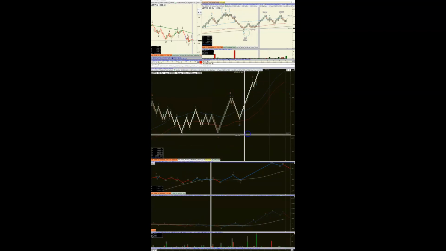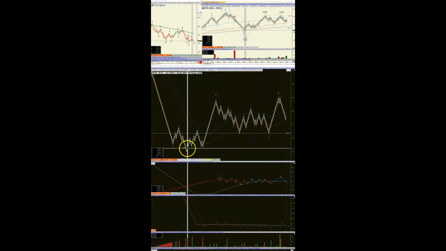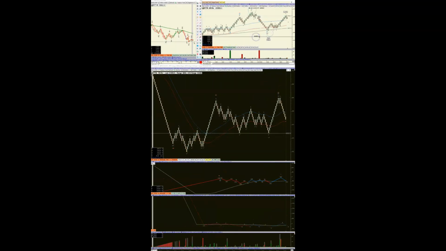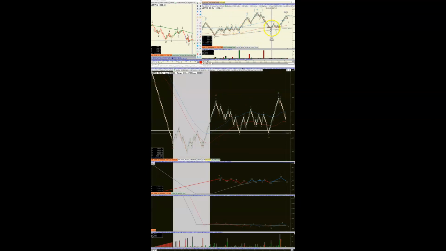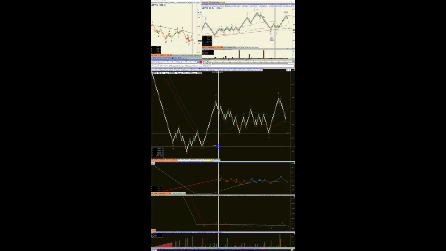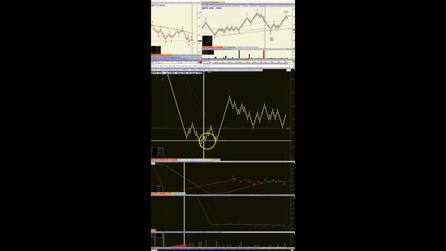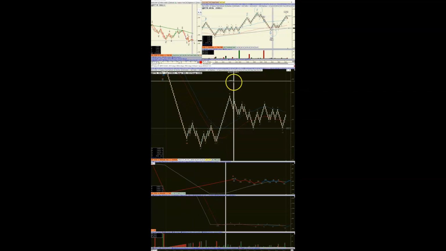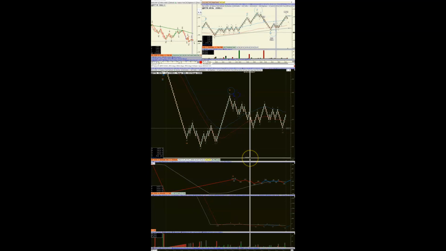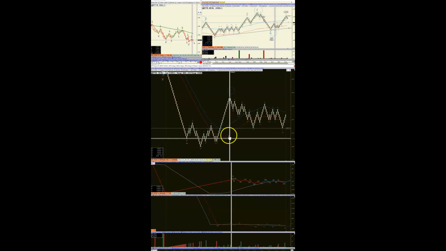Next one. This market tapped the low bar and reversed right here. So again, this is a support over here. All right, so from support, buying. Support is the line, buying is the print.